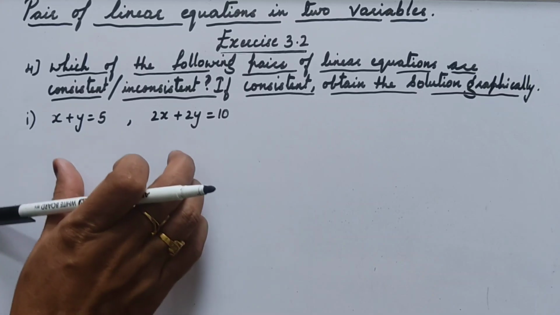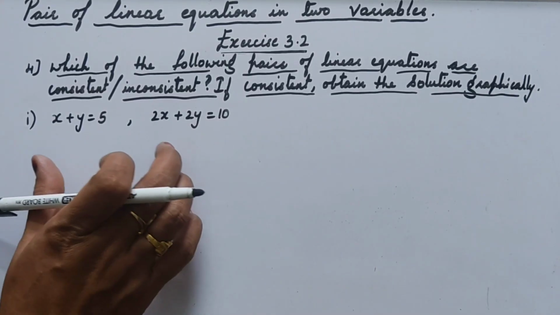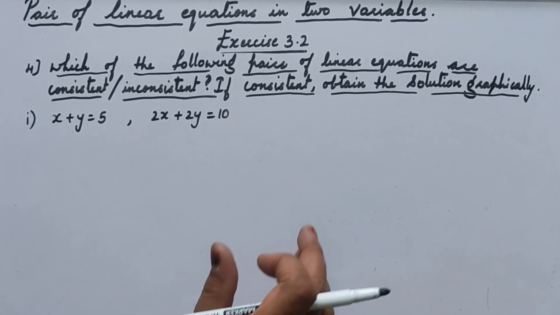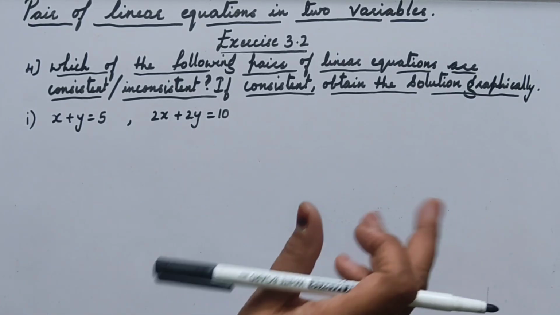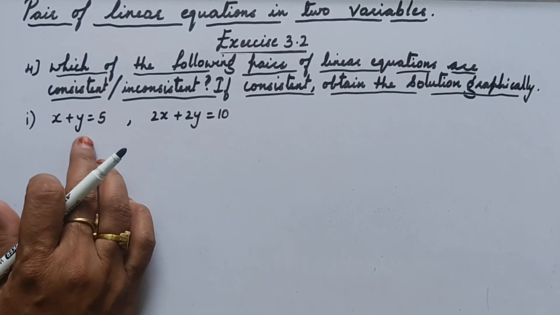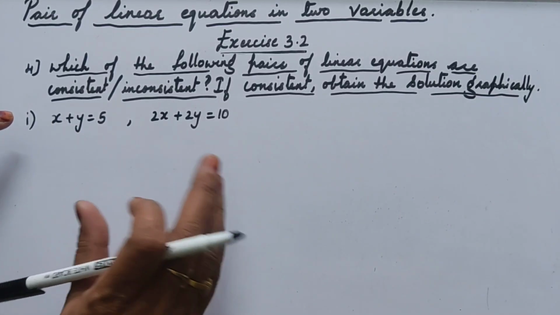Here we have got a pair of linear equations and we have to check whether it is consistent or inconsistent. If it is consistent, we have to obtain the solutions graphically. Now come on, let's get started here. Let's check whether it is consistent or inconsistent.